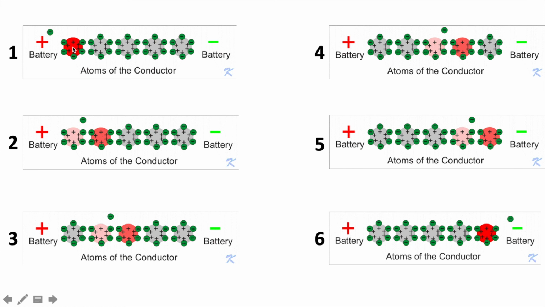So first, the leftmost atom donates one electron to the positive terminal of the battery. Then it loses electrons here and it accepts electrons from the second atom. So from the second atom, one electron moves to the first atom. And in the third step, the second atom loses one electron, and from the third atom, one electron moves to the second atom. And the process continues so on.